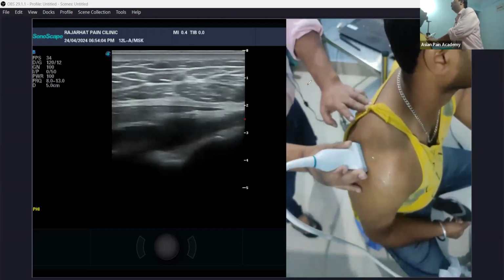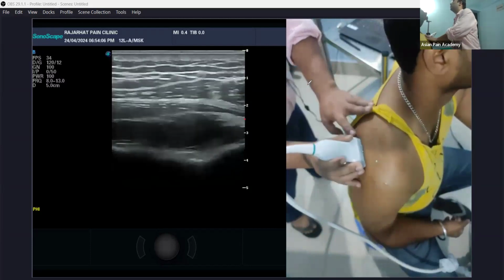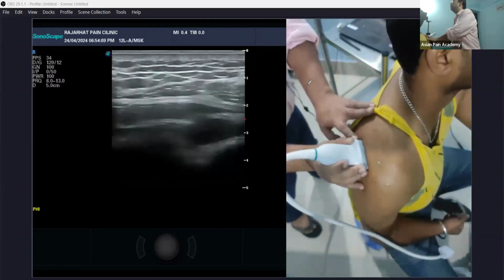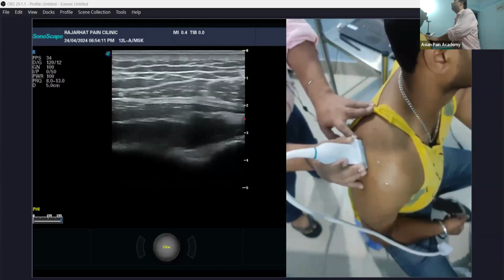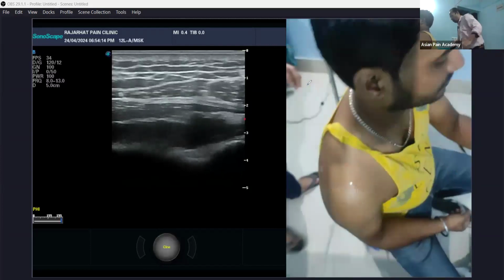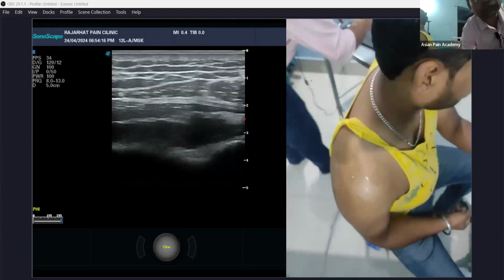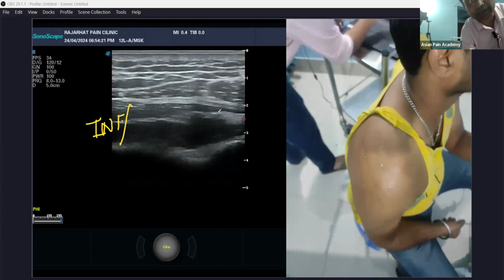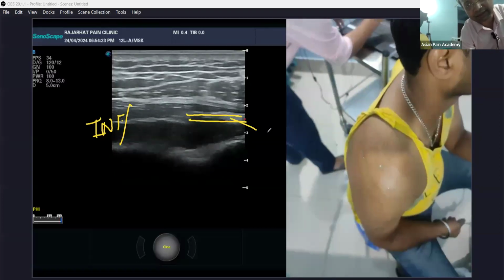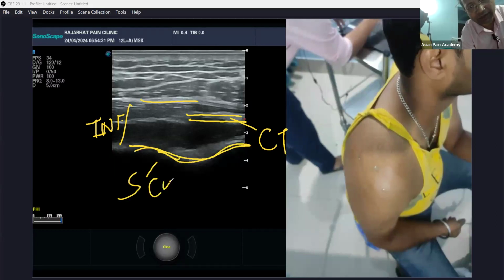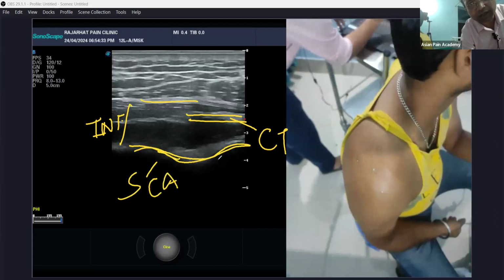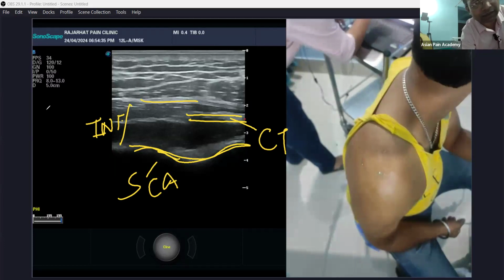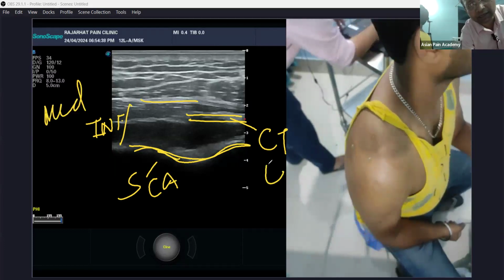I show you the whole muscle. So this is the muscle. Okay, freeze please. So this total thing is the infraspinatus. This is the central tendon. Okay, this is the infraspinatus. This is the bony contour of the scapula. Okay, so here it is the medial side and it is the lateral side.